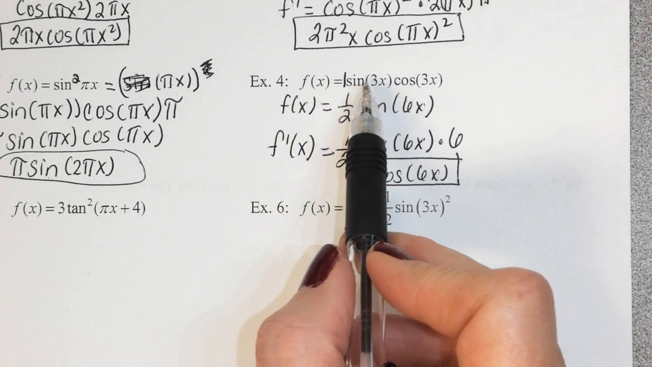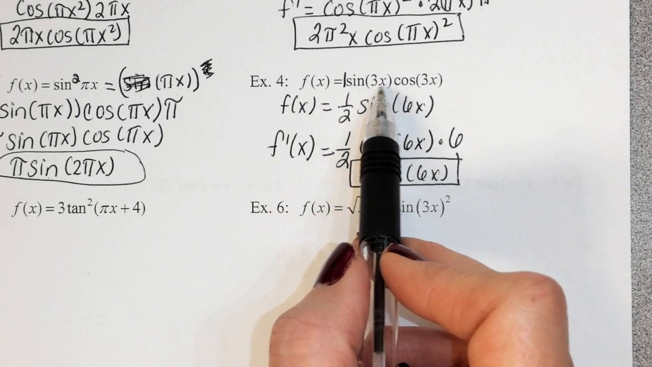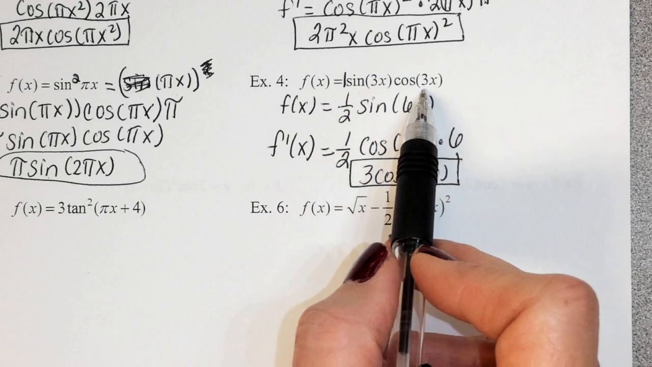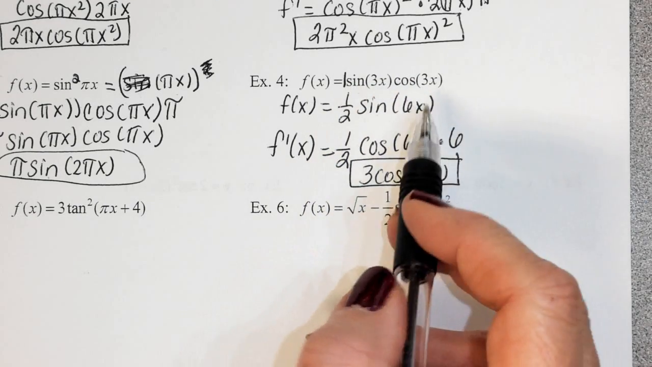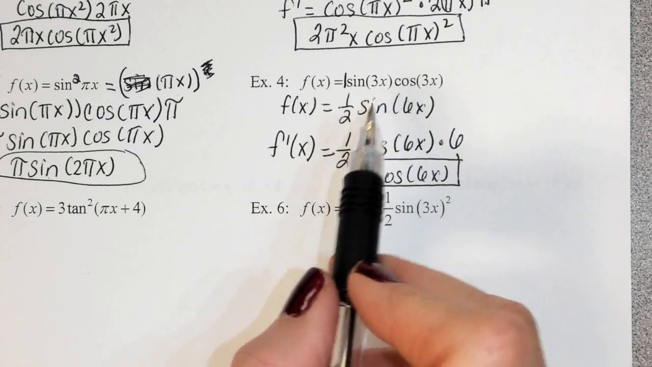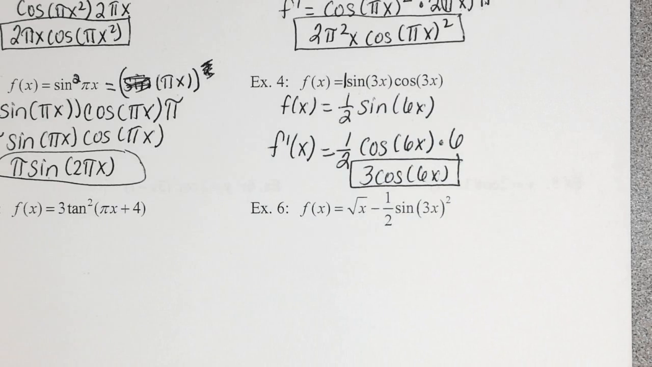If I had done it the other way, I would have done f prime g plus f g prime. And I'll tell you, it just would have been a lot tougher. If we have time, I'll go back and do that one the other way just to show you.